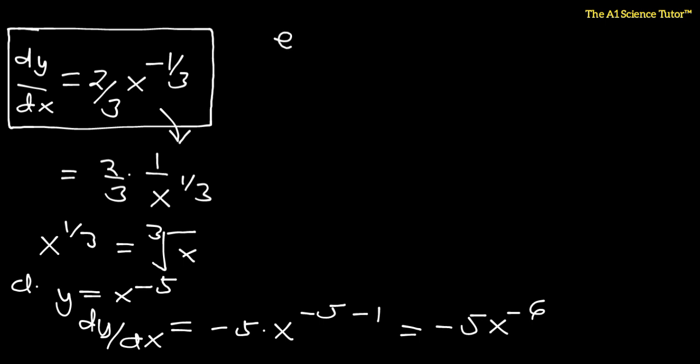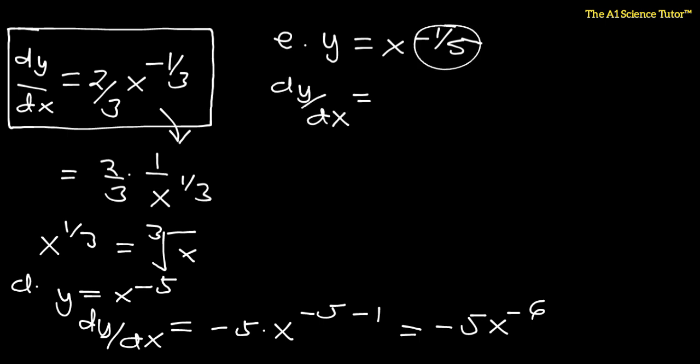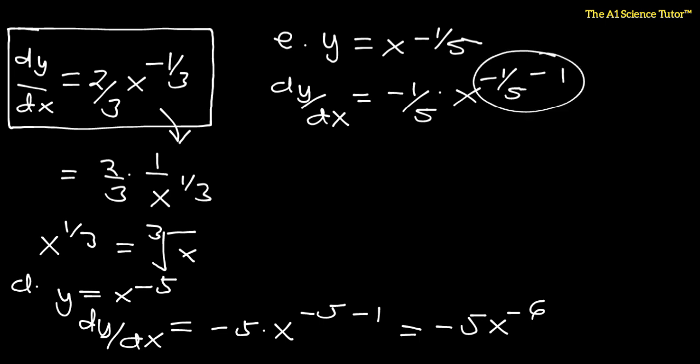How about this one? y is equal to x raised to the power of negative 1 over 5. What is the derivative? So it comes off as easy. Now, we take negative 1 over 5. This will be multiplied by x, and this is raised to the power of negative 1 over 5, so minus 1. So we need to work this out.